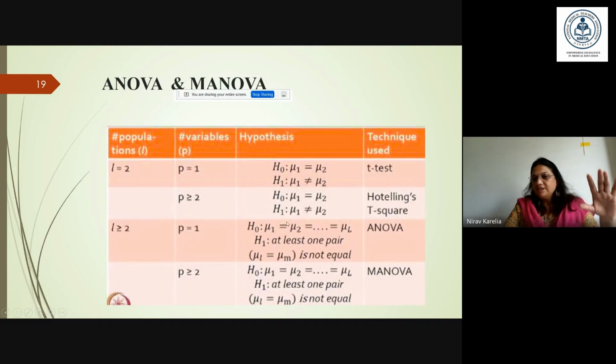Now suppose there are three or more populations. Then the null hypothesis will be mu1 is equal to mu2 is equal to mu3, for as many populations as there are. But here, what is the alternative hypothesis? For at least one pair, when I compare mu1 with mu2, or mu2 with mu3, or mu1 with mu3, they are not equal. This is the scientific rule of thumb for hypotheses, whether your population is two or more than two.